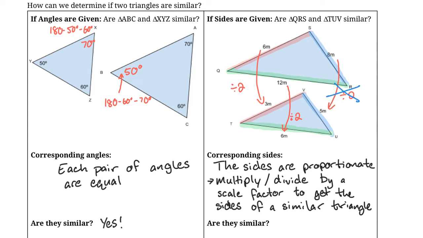So this triangle is not similar because you can't divide all of the sides in the bigger triangle by that same number, by that scale factor of 2. So these two triangles, they are not similar.